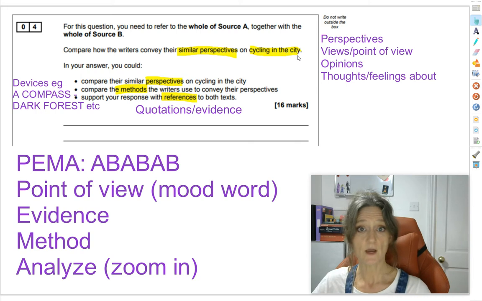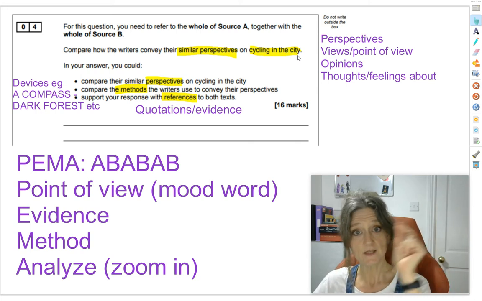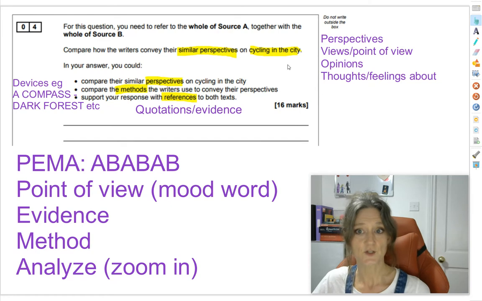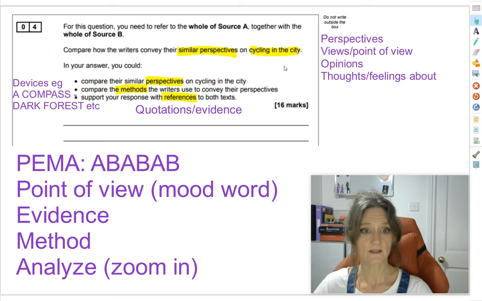Now, if you watched my video on question 2, the SQI question, remember the focus there was all on the drivers. So you can see there is a subtle difference between question 2 and question 4. That was focused on the drivers. This one's focused on the cyclists. Okay, cycling in the city.